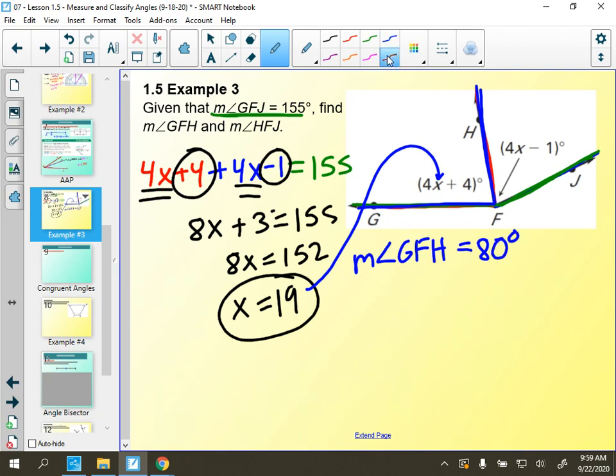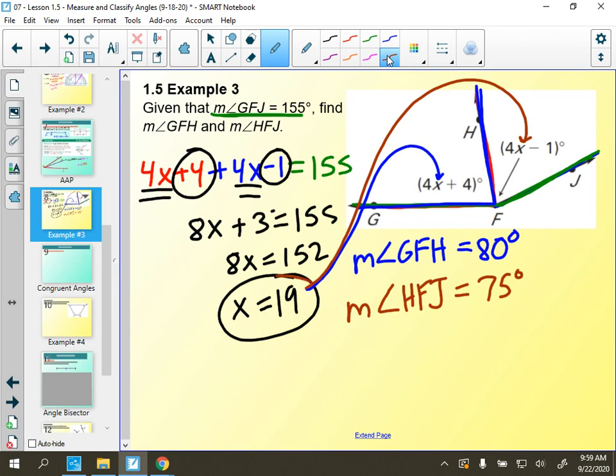Our second one, we have some options as far as how we want to find it. I could definitely take the 19, plug it in over here. The measure of HFJ is equal to, let's see, 4 times 19 minus 1, 75. I think maybe even quicker, as long as I'm comfortable with 19 being okay, I might just go 155 minus this 80 to say that, hey, that has to be a 75-degree angle. And I think we answered our question. There's our final. All right, so there's an example of how we might use that angle addition postulate.